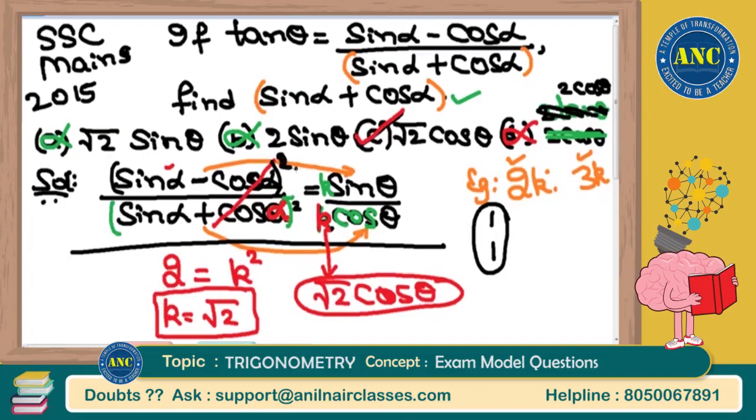When I square it and add it on the left hand side, minus 2 sin alpha cos alpha will cancel with plus 2 sin alpha cos alpha. You will be left with, in the numerator, sin square alpha plus cos square alpha, which is 1. Here also the denominator is sin square alpha plus cos square alpha, which is again 1. 1 plus 1 will become 2 on the left hand side. Same thing on the right hand side: k square sin square theta plus k square cos square theta. You will be left with k square, because sin square theta plus cos square theta is 1. The k value is root 2. So substitute that k value here, and you will get the answer. I hope the idea is very, very clear, sir.